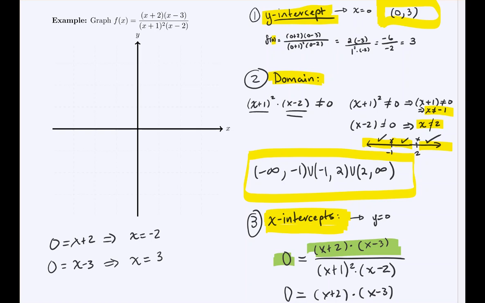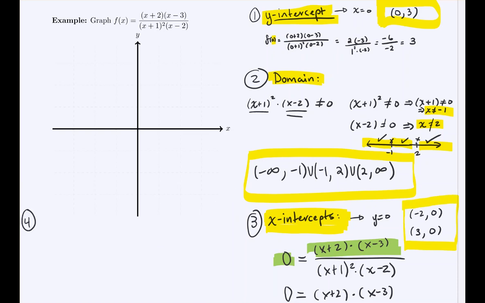Now the one thing you want to watch out for is you want to make sure these x-intercepts are actually in the domain, because if they're not in the domain, they're not x-intercepts. They would be holes in that case. So looking here, negative 2 is in this portion of the domain between negative infinity and negative 1, so that checks out. Positive 3 is in this portion of the domain between 2 and infinity. So both of these are x-intercepts. So we're going to write down our x-intercepts here. At negative 2, the y value is correspondingly 0. That's what we found. At 3, the y value is correspondingly 0 as well. So we found our two x-intercepts.